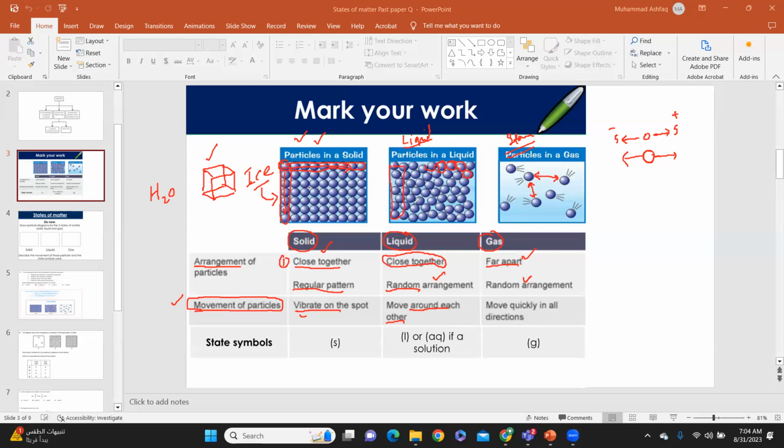Understand? So when you want to observe their movement, just take a glass of water, add a few drops of ink in it, and you will see that the particles are moving. When you stir, the color is spread everywhere in the glass, in the beaker. Got it? Now, the third thing, the third state, is gas, which moves quickly in all directions.